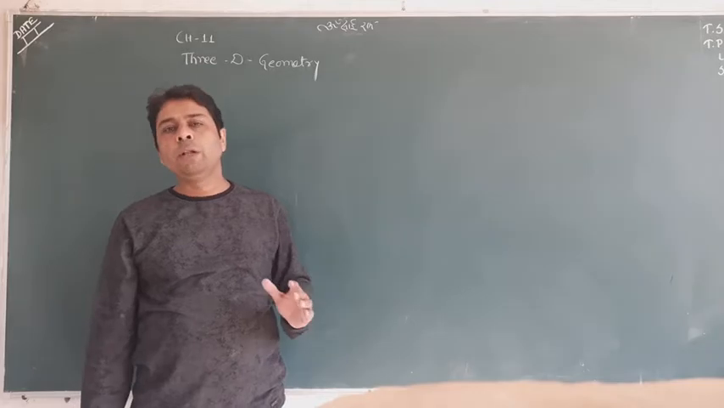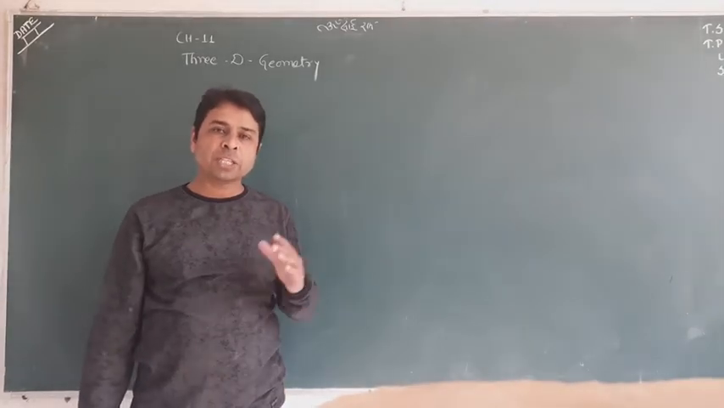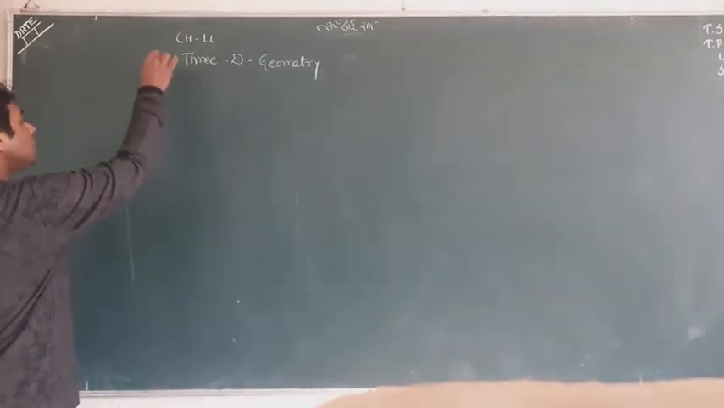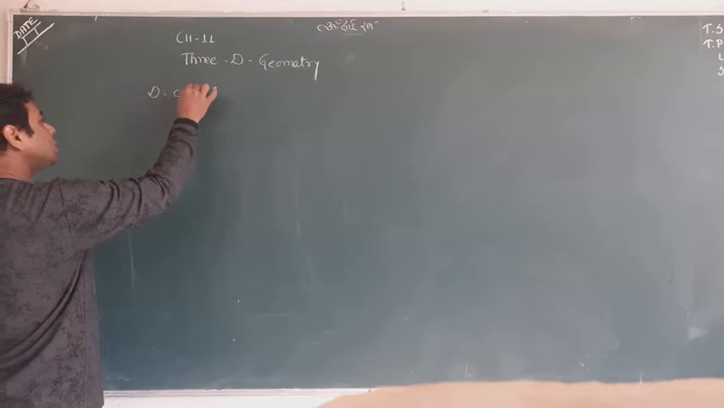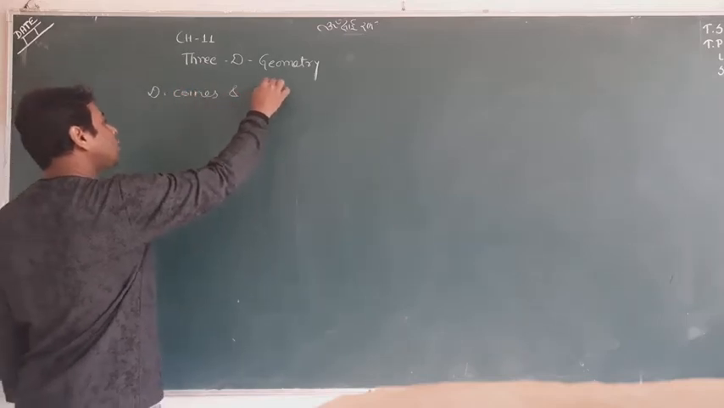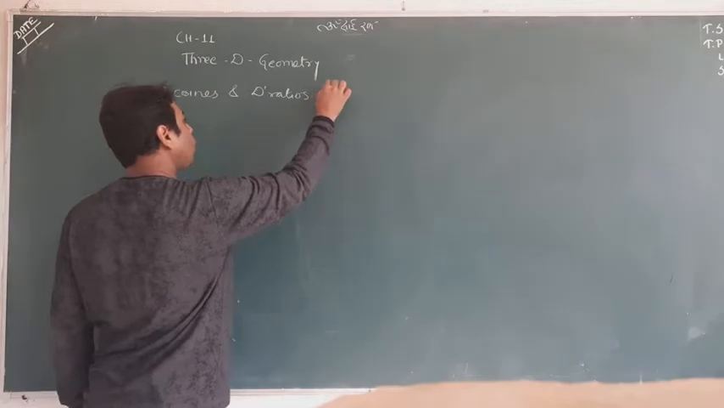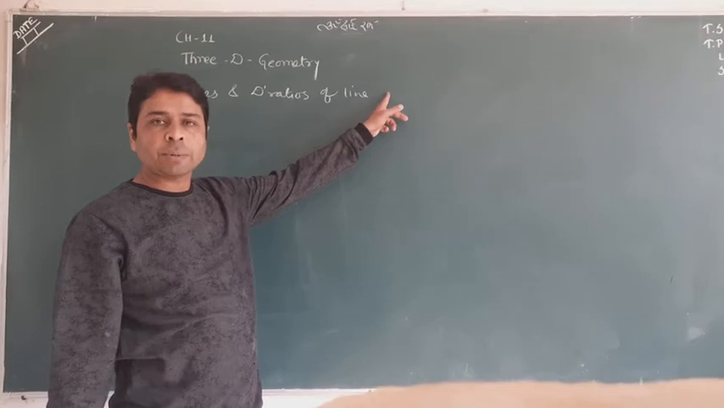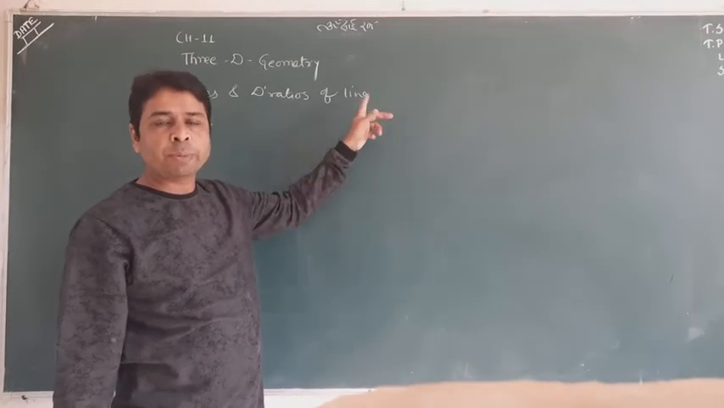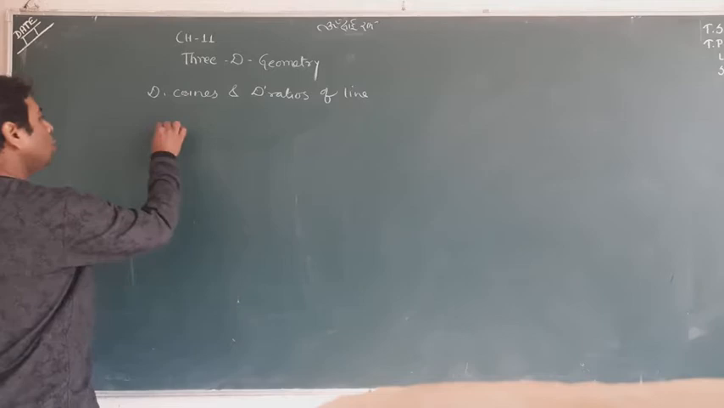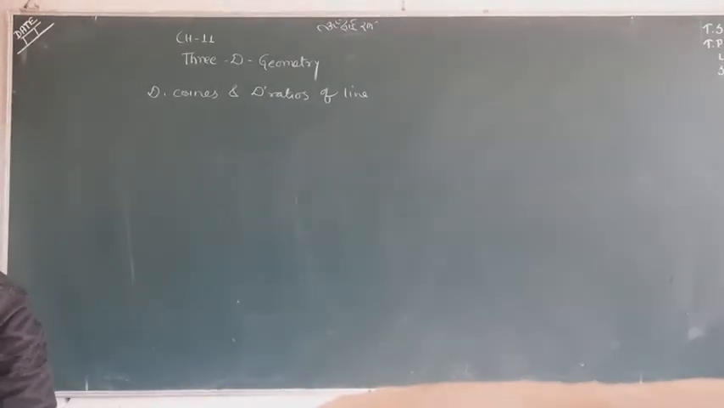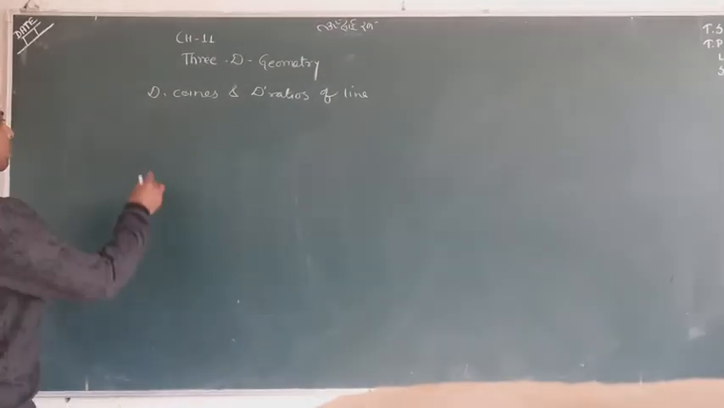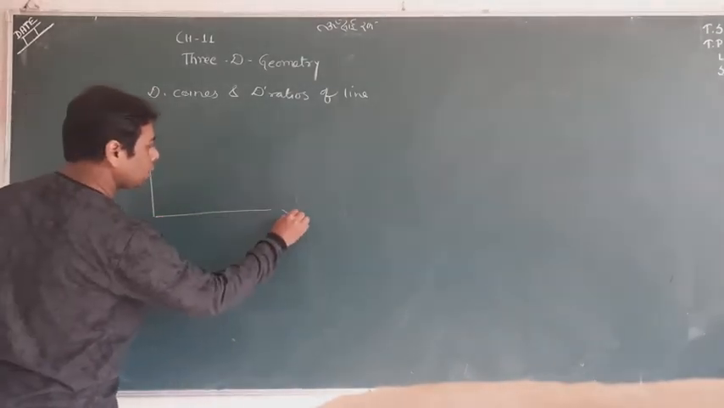So again we will look at those concepts which we have seen in the last chapter, vector, and the concept is direction cosines and direction ratios of any line. This time I am using the word line. In the last chapter I used the word vector, but this time I am using the word line. I have given you all the initial concepts, if you remember.